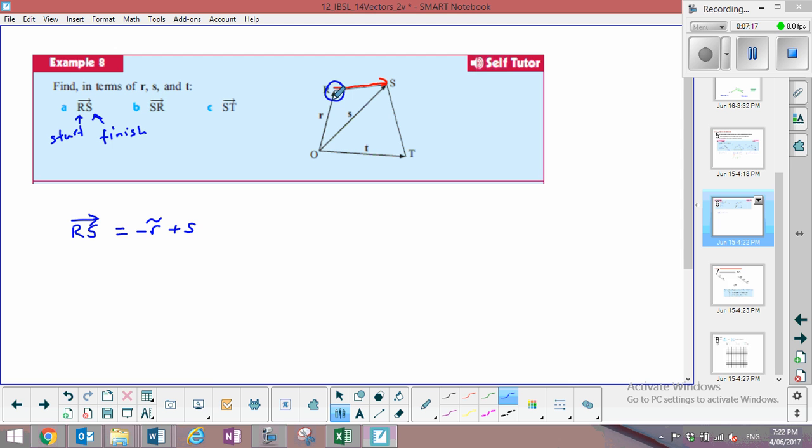So in other words, we want to do that vector plus that one to give us rs. We could also write that as do vector s and then the opposite of r. Is that the same thing? I'm mixing up wiggles and arrows here. Sorry about that.